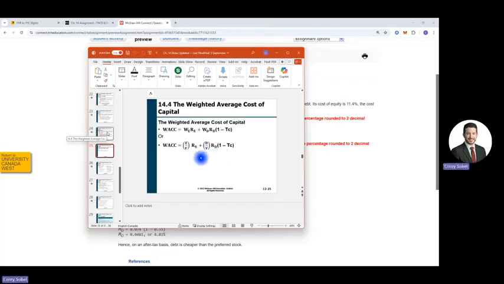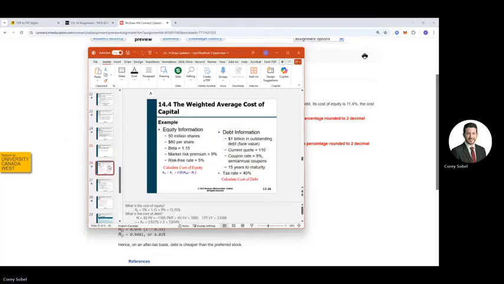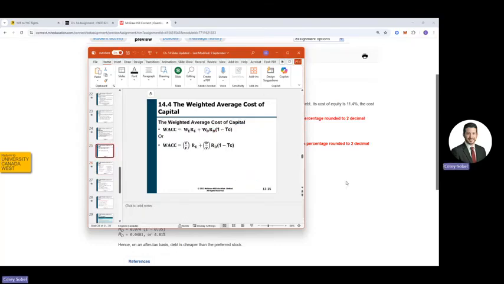So this piece is just missing the preferred shares piece, but it's the same thing, right? It's essentially the weighting of my equity times the cost of equity, plus the weighting of debt times the cost of debt, plus the weighting of my preferred stock times the cost of my preferred stock. That's essentially the formula that we're going to use there. So let's go ahead and do that.